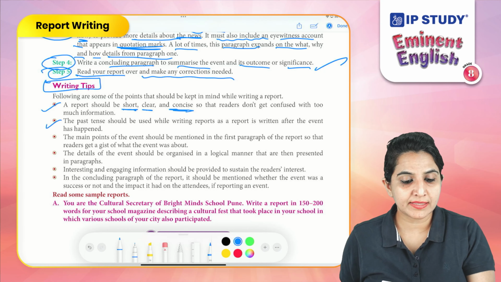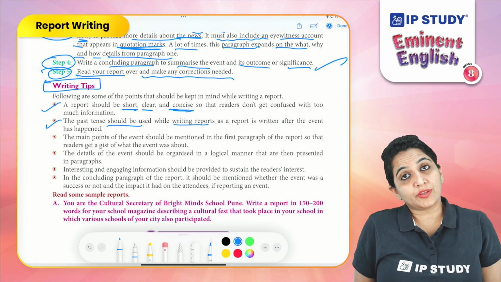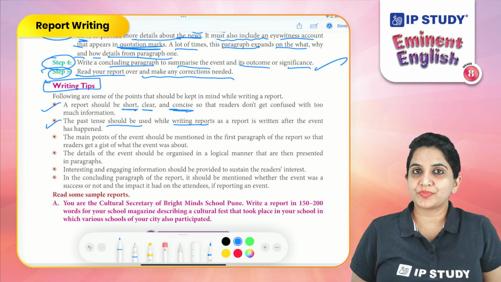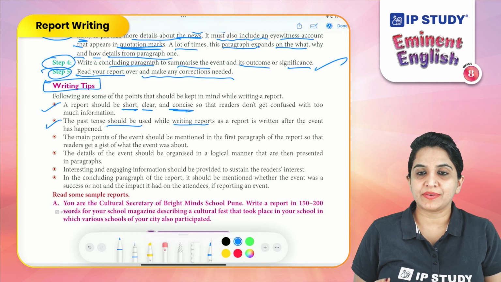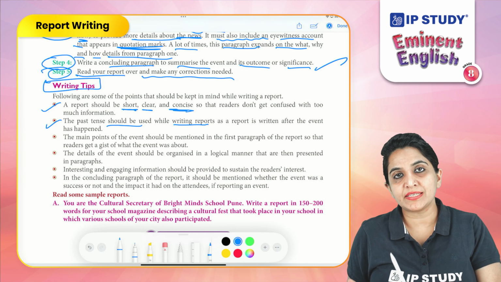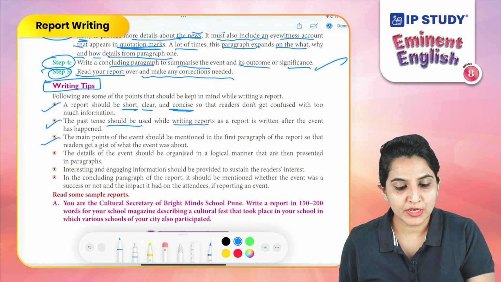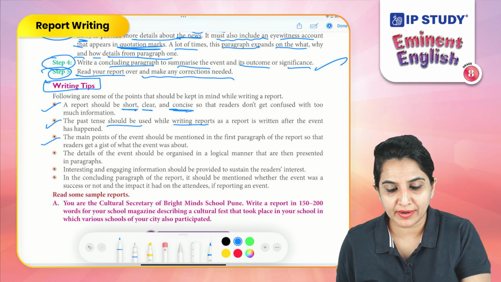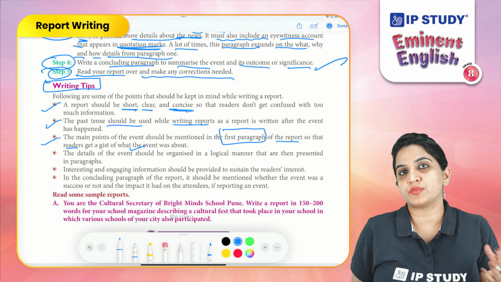The past tense should be used while writing reports. Can you state why that is so? Very good, because a report will always be written after the event has happened. The main points of the event should be mentioned in the first paragraph of the report so that readers get a gist of what the event was about.